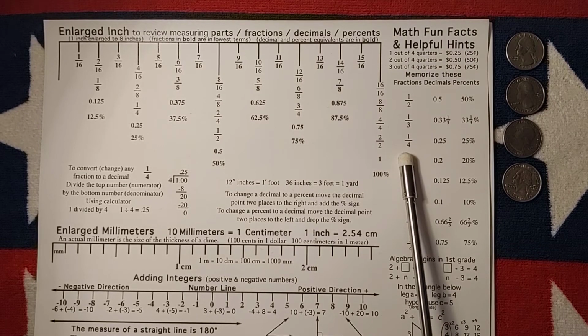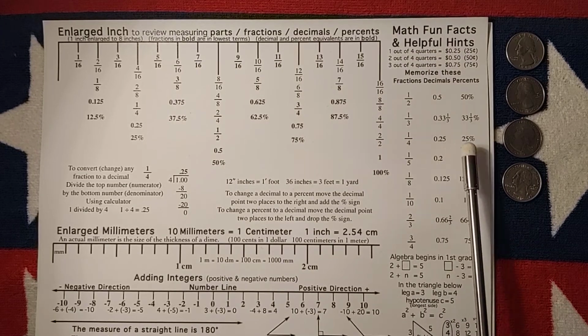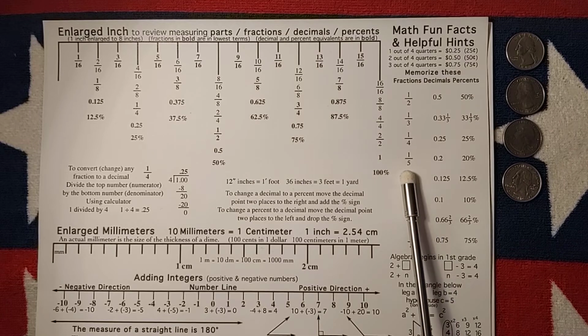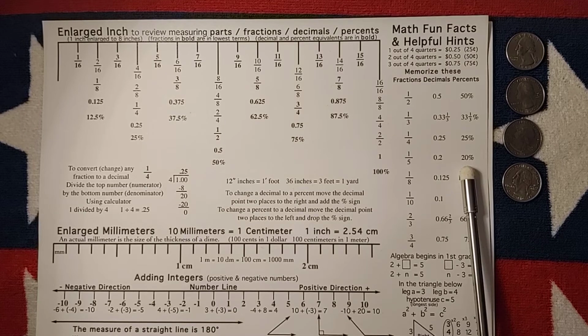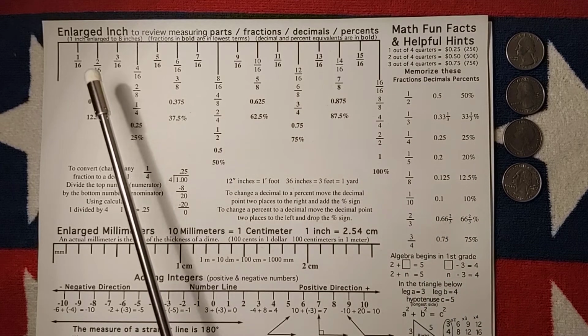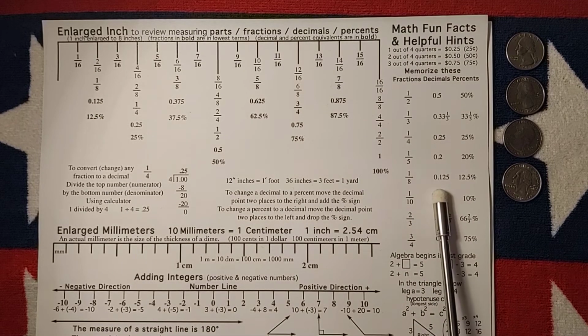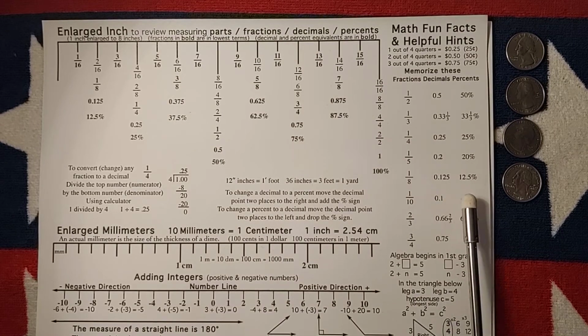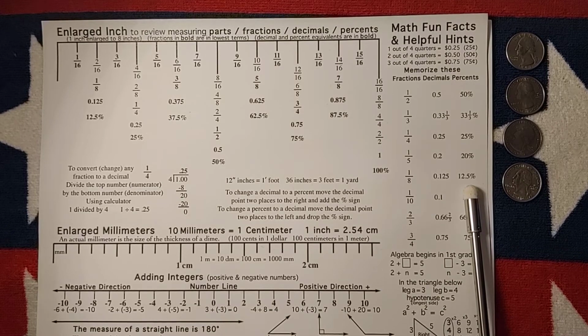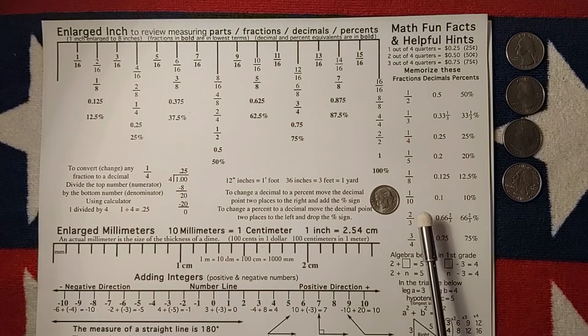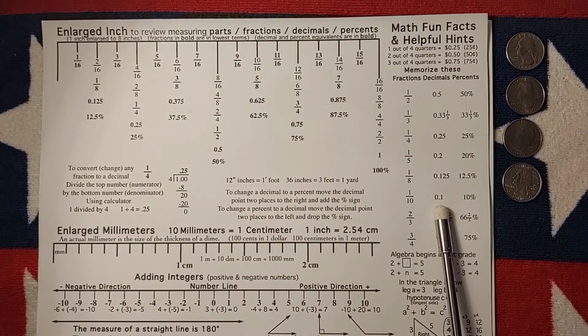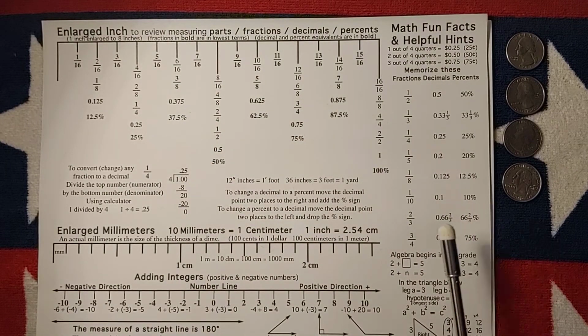1/4, 1 out of 4 quarters, remember, is 0.25, 25%. 1/5 is 0.2, 2/10, 20%. 1/8, and we saw it over here, 1/8 is equal to 0.125, 125 thousandths, and it's the same as 12.5%. 1/10, if you have a dime, you have 1/10 of a dollar, 1/10, 10%.